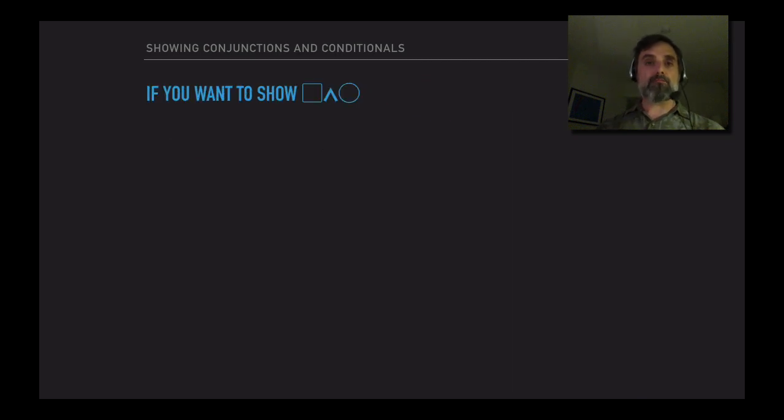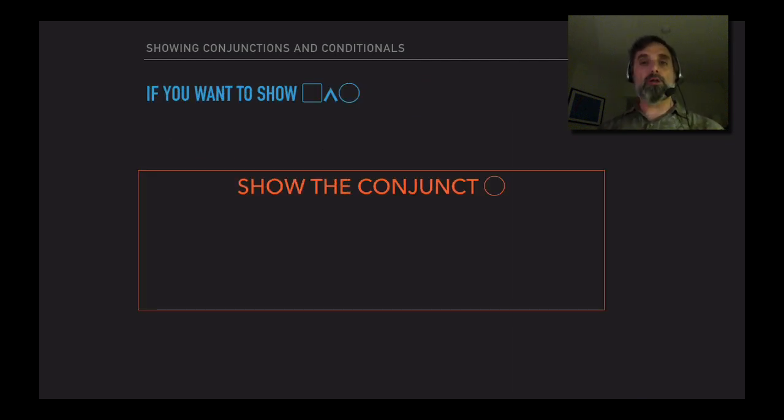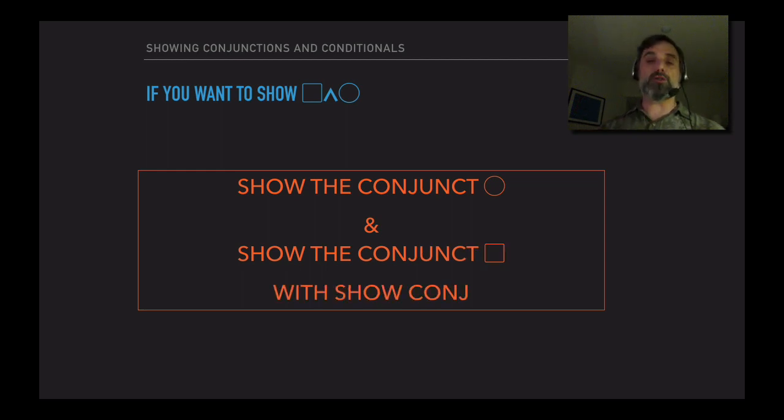So if you want to show box and circle, show the conjunct circle and show the conjunct box, using the show conj command, and then put them together with ADJ and then DD. And sometimes you will have to do this, as in the examples that we just looked at.